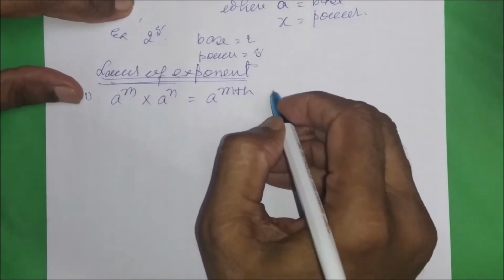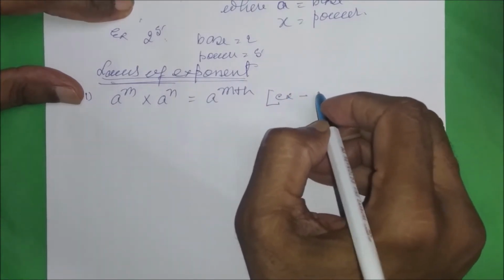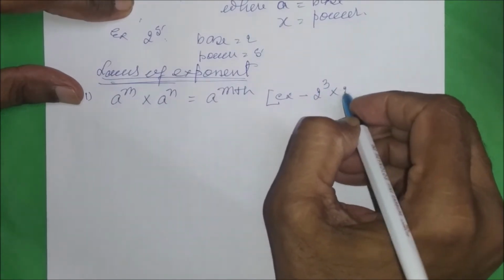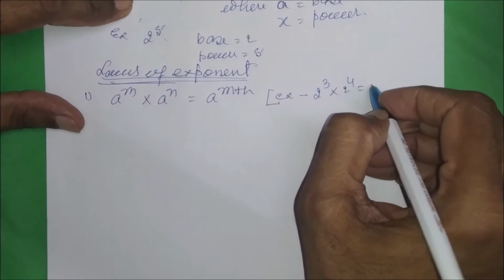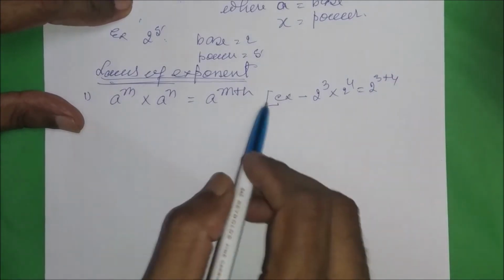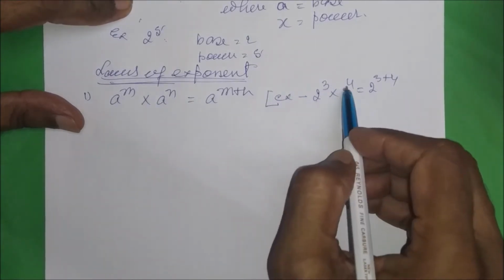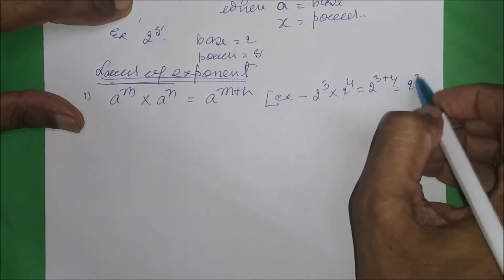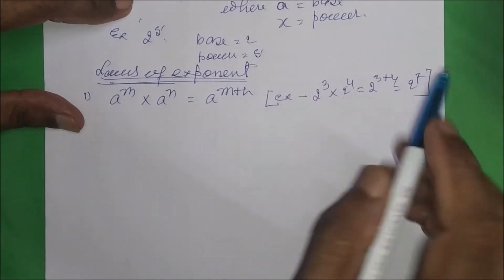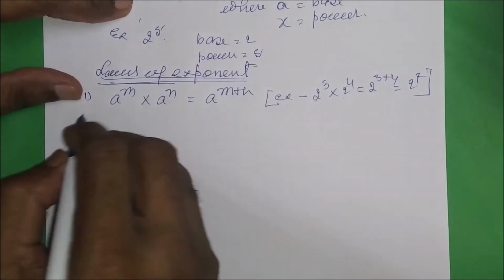Now, I am giving you an example. 2 to the power 3 into 2 to the power 4 will be 2 to the power 3 plus 4. The base was the same, so we have added the powers. It will be 2 to the power 7, meaning 2 multiplied 7 times. This is the exponential form. If you want to write the value, 2 multiplied 7 times, whatever comes.